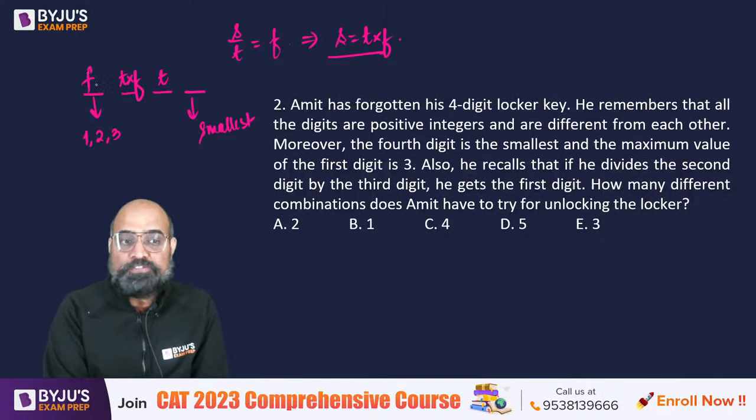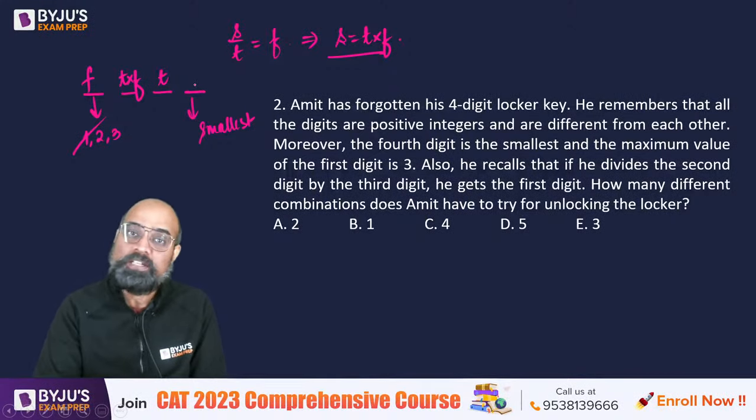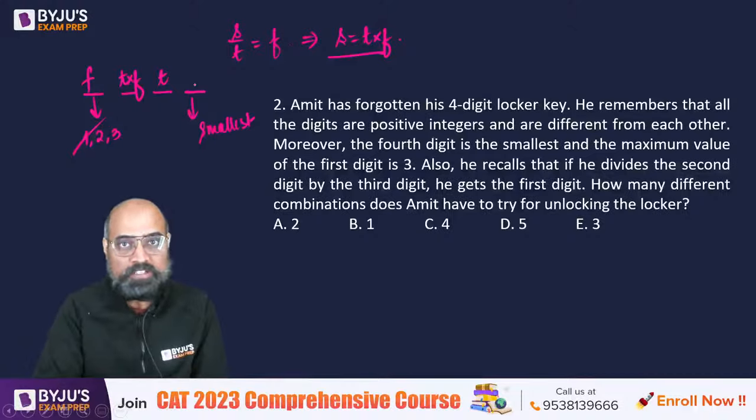Now, if I take the first digit as 1, it will not make sense because if the first digit is 1, the 4th digit, that means the units place, has to be the smallest one. You cannot have less than 1 allowed in this scenario. So 1 will not work.